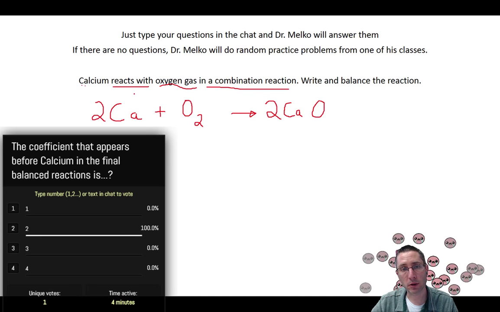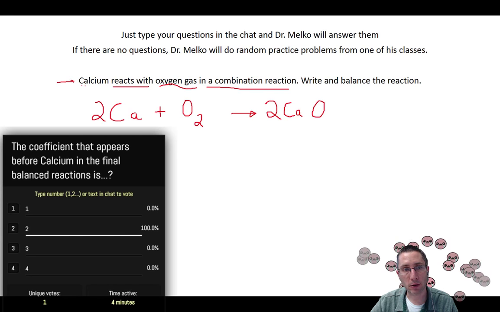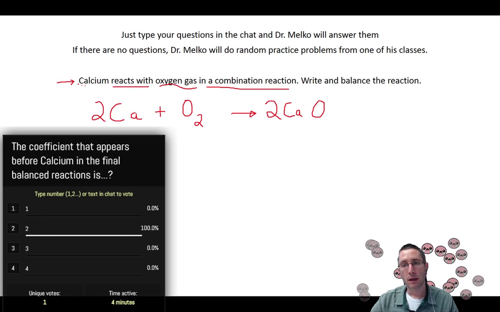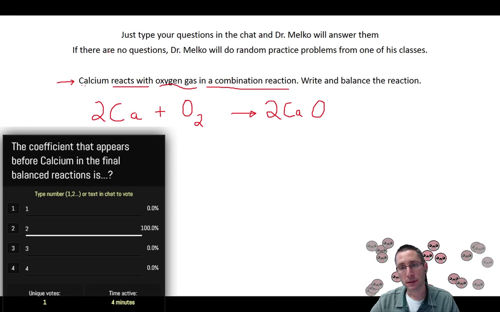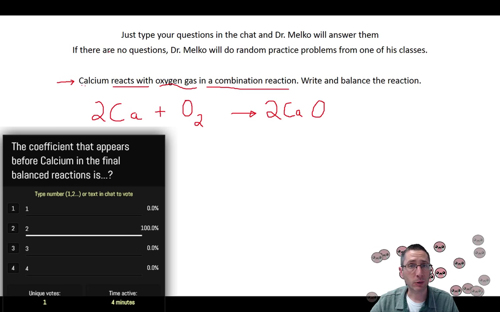Okay, so this reaction is pretty straightforward to balance once you set it up correctly, but that's usually the hardest part, especially in these word problems where I'm just writing out all these elements and molecules and compounds. You need to be able to take those words and come up with the right formula, but that's really what chapters 5 and 6 were all about.